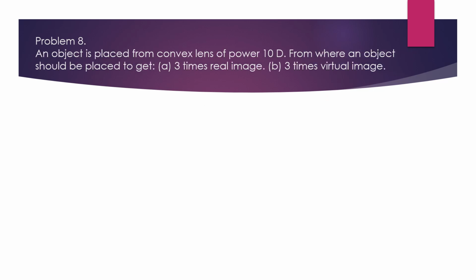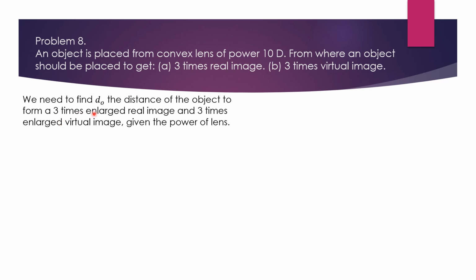Problem 8. An object is placed in front of a convex lens of power 10 D. From where should an object be placed to get a 3 times real image, and a 3 times virtual image? So here we have two different questions. In one we need to find the distance of the object from where we can get a 3 times real image, and then a 3 times virtual image as well.